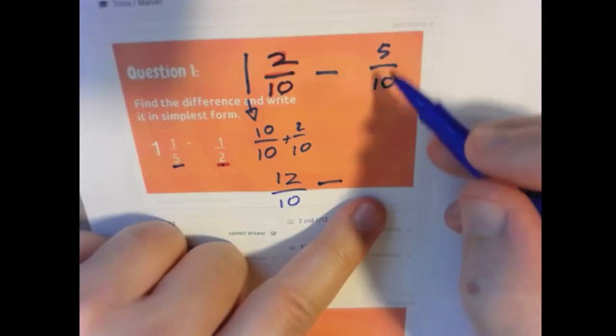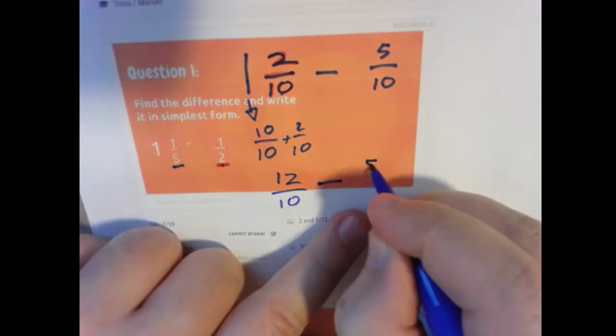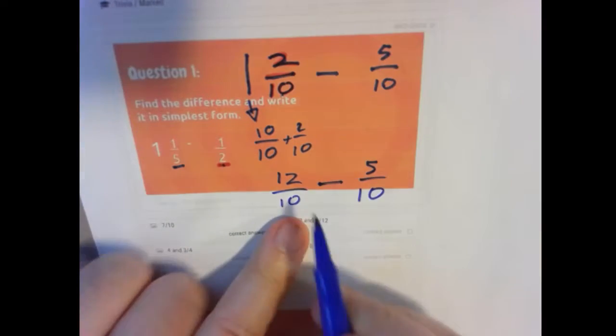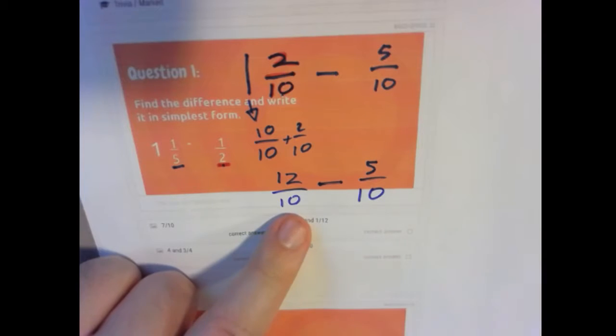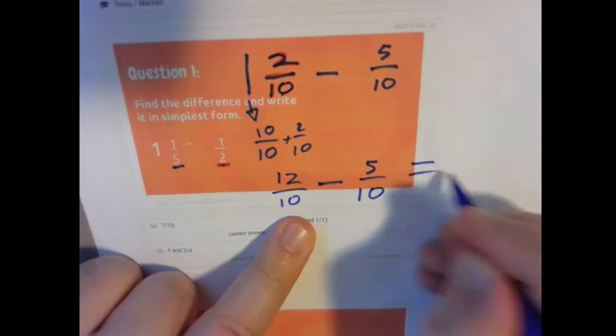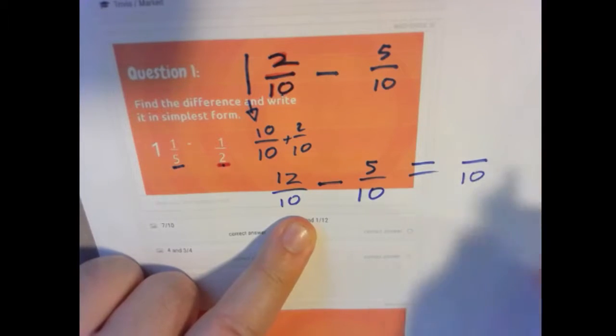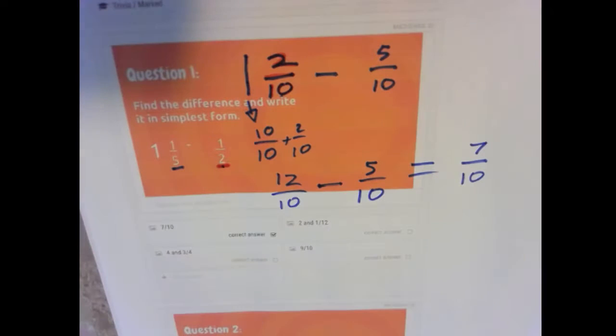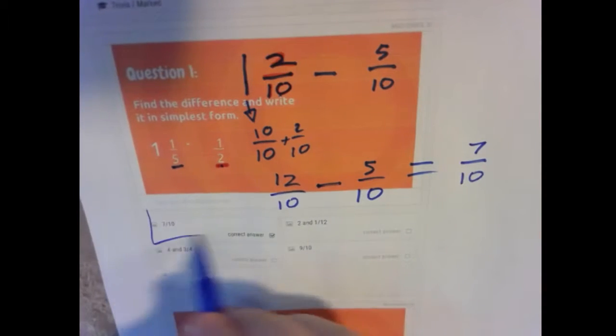Now I just bring this part down. So 12 over 10 minus 5 over 10. Common denominator, so we're all set there. I'm going to just write over 10. I do 12 minus 5 is 7. Okay, so we have no more whole numbers. Our fraction ends up just being 7 over 10.